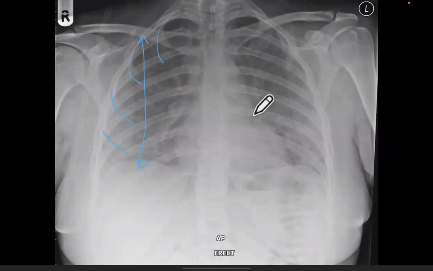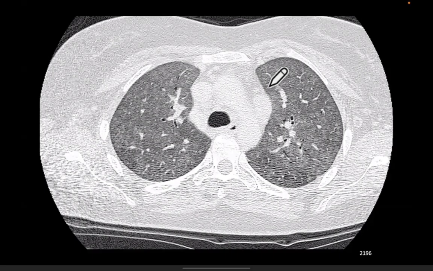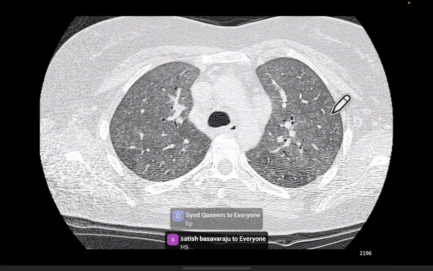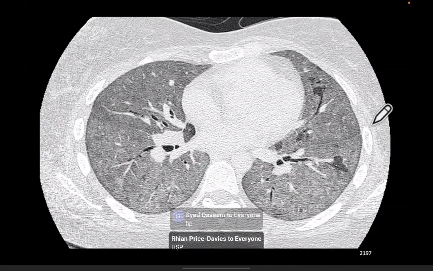We went along and had a CT, and it shows lots of little nodules which have coalesced to form these central lobular nodules with areas of air trapping, and this is hypersensitivity pneumonitis.